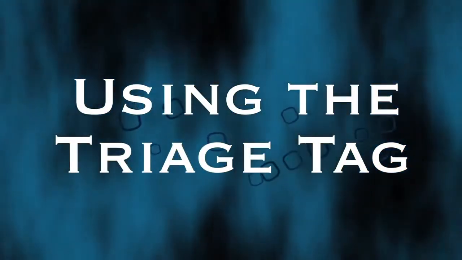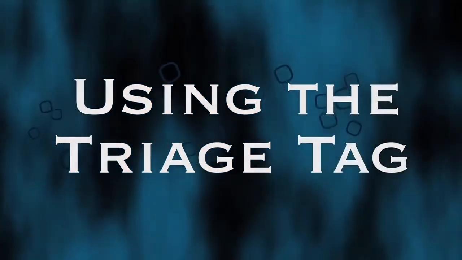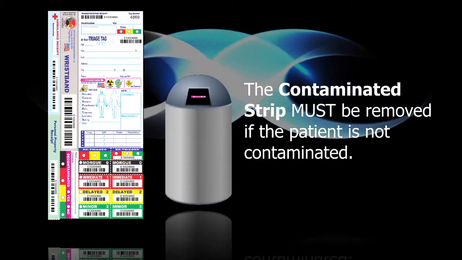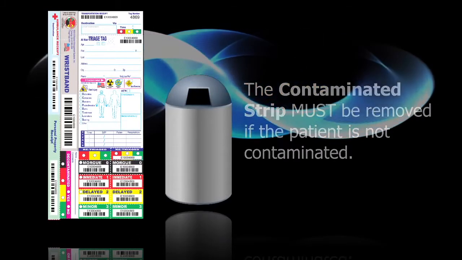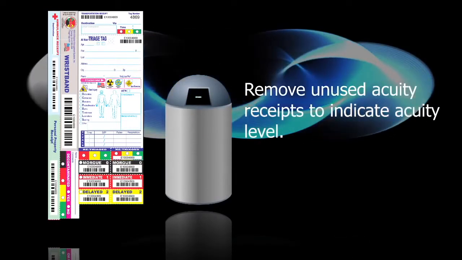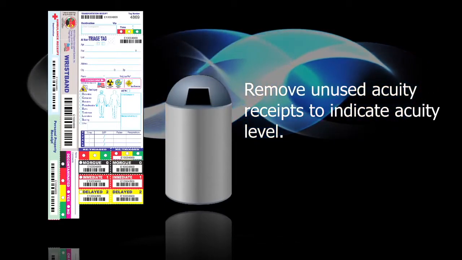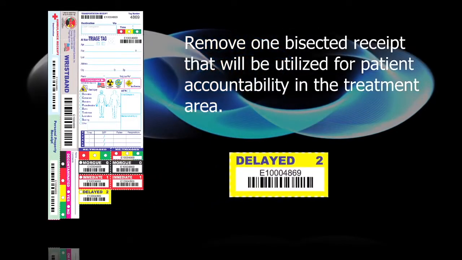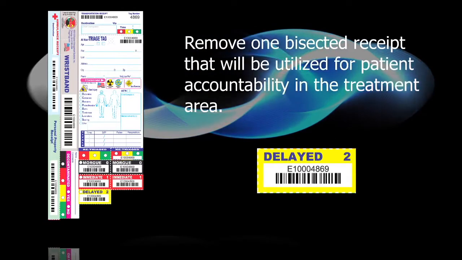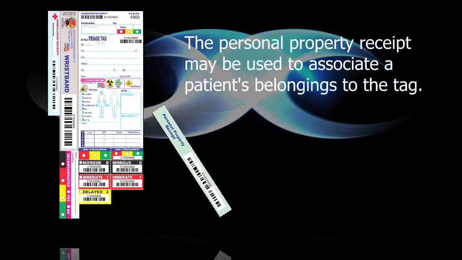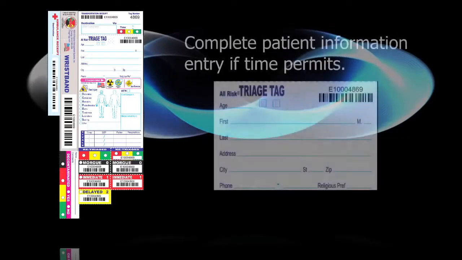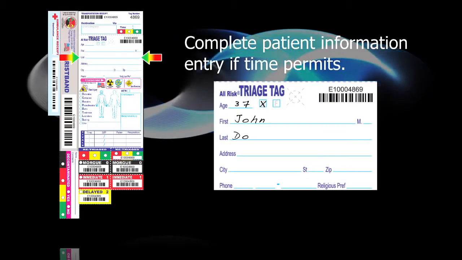Using the triage tag. The contaminated strip must be removed if the patient is not contaminated. Remove unused acuity receipts to indicate the acuity level. Remove one bisected receipt that will be utilized for patient accountability in the treatment area. The personal property receipt may be used to associate a patient's belongings to the tag. Complete the patient information entry if time permits.